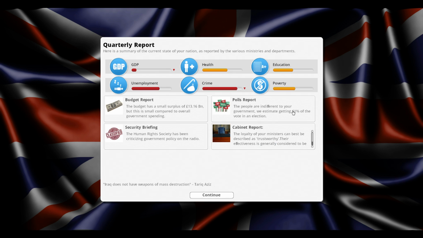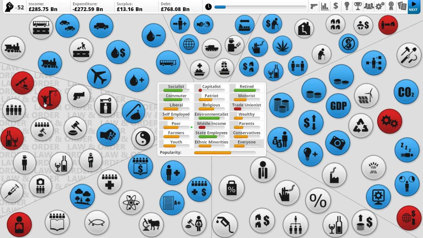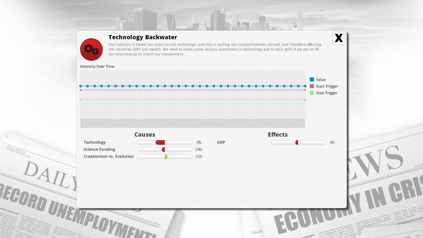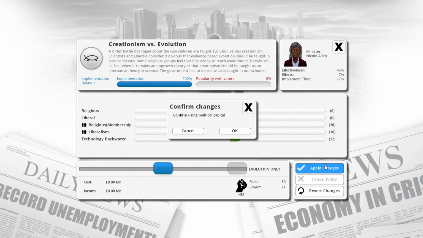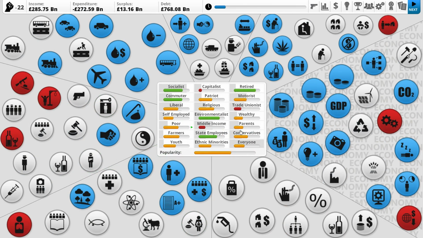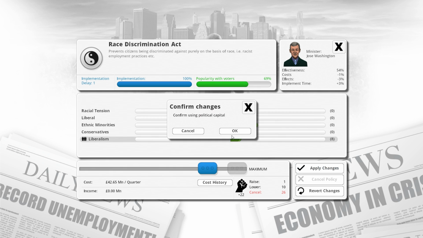We still have a surplus, people are still indifferent, and the Human Rights Society has been criticizing government policy on the radio. Cabinet reports, and the loyalty report from ministers is still the same. Good. Now, how is this doing? Oh, it's still the same. We have 52 right now, so we can make this change and hope that this will help. What's this? Race Discrimination Act. I think, yes, it helps with racial tension, so let's increase that as well.